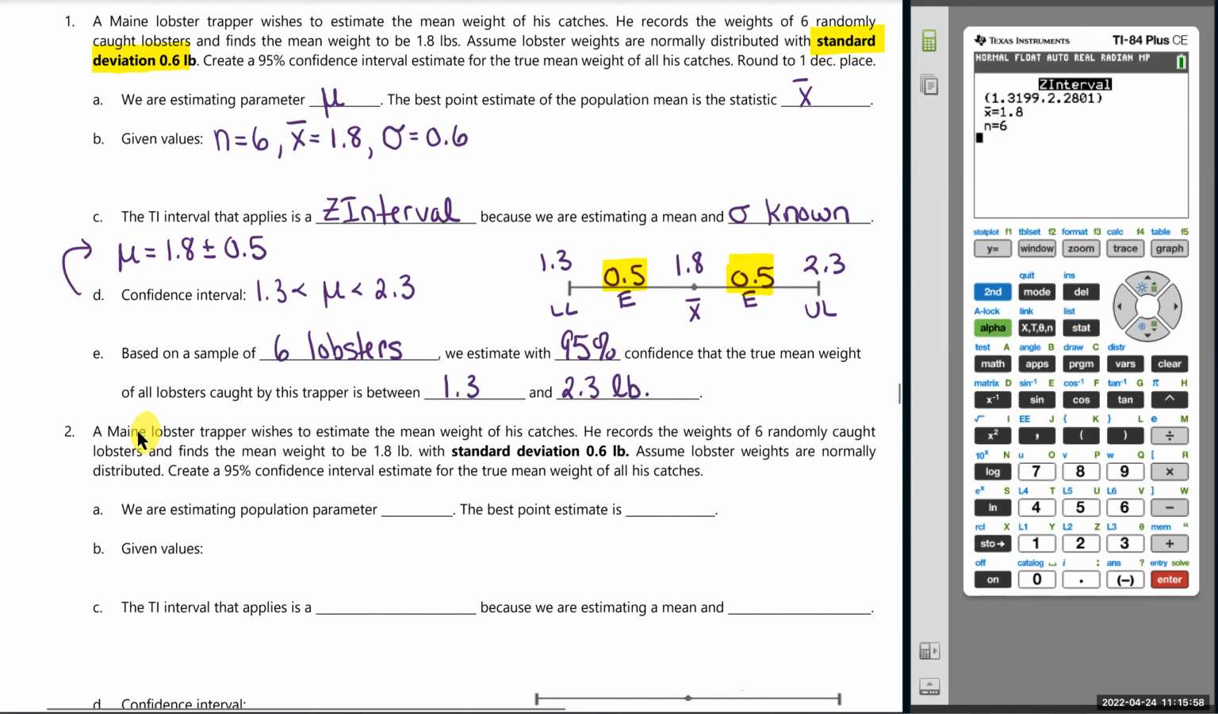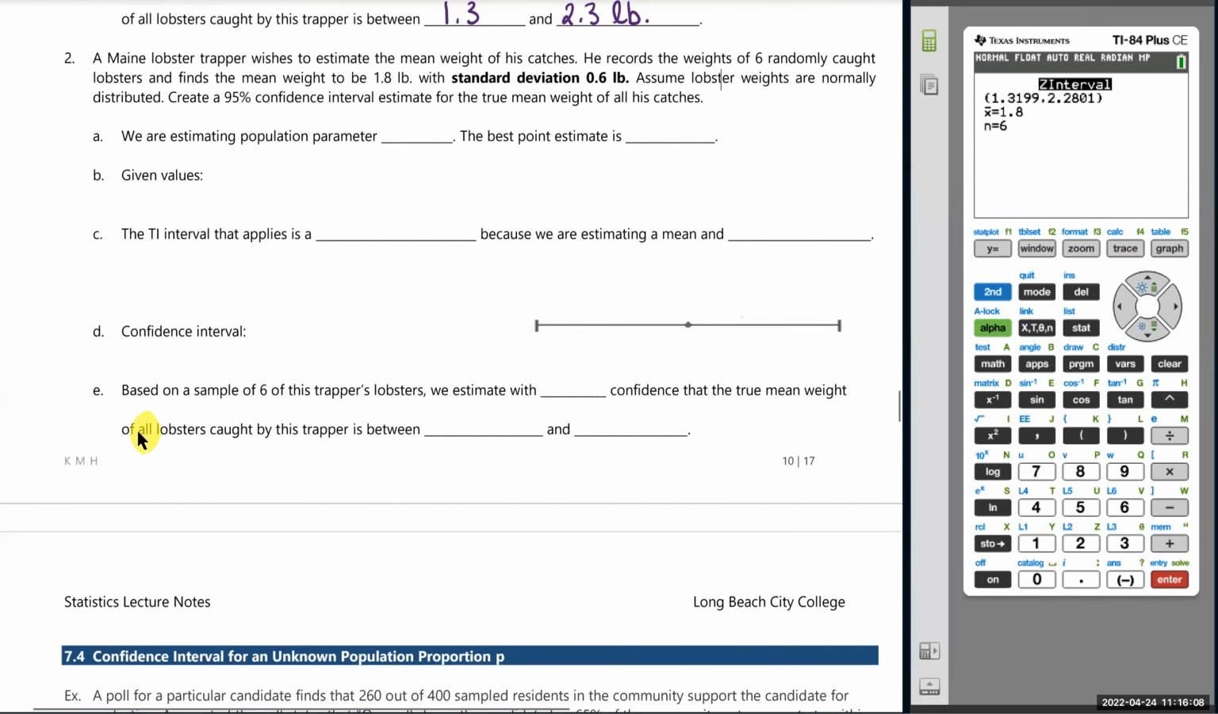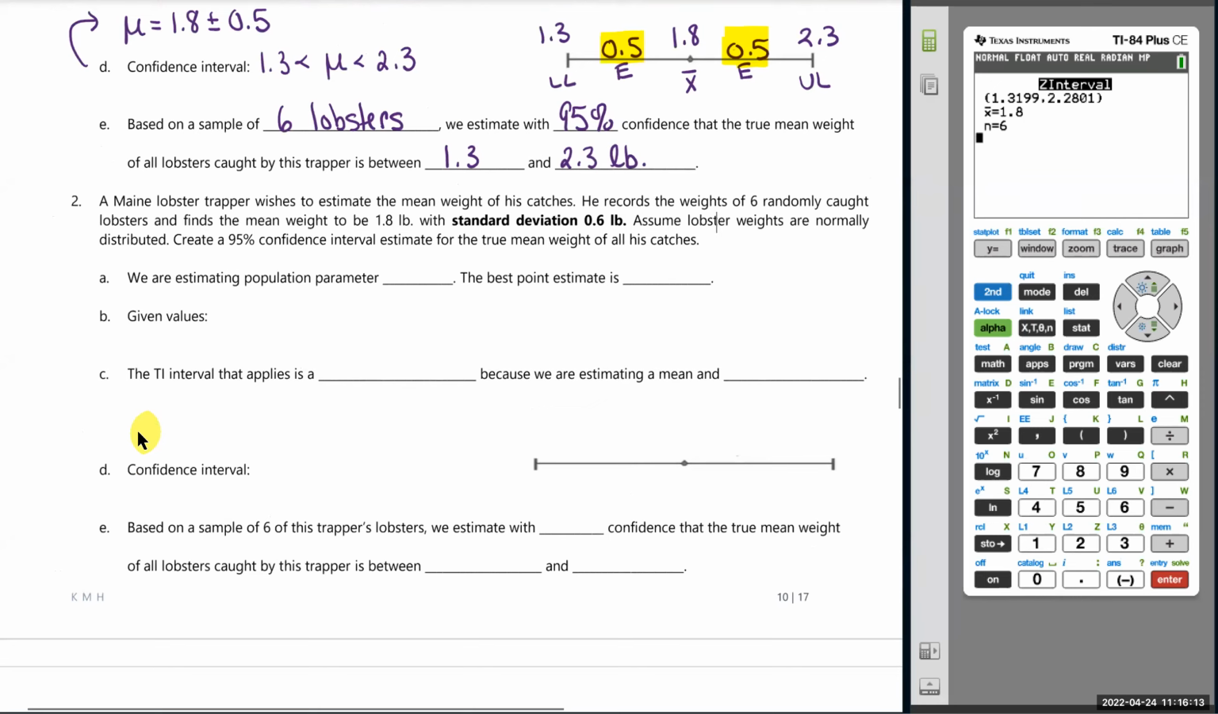Okay, so what we want to see is what happens if we know less about the population we're studying. So the next question is going to sound very similar, but you'll see what I mean by saying we know less about our population. So number 2 here. A Maine lobster trapper wishes to estimate the mean weight of his catches. So I'm not changing the initial parameter we're estimating, and so our best point estimate will be the sample mean.